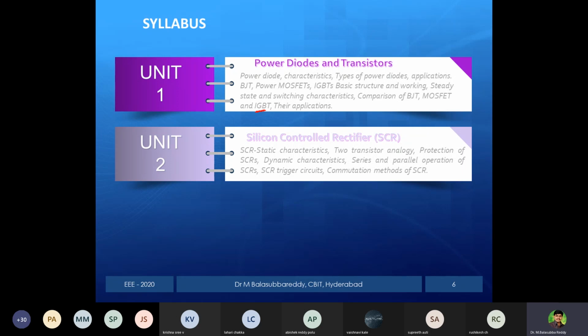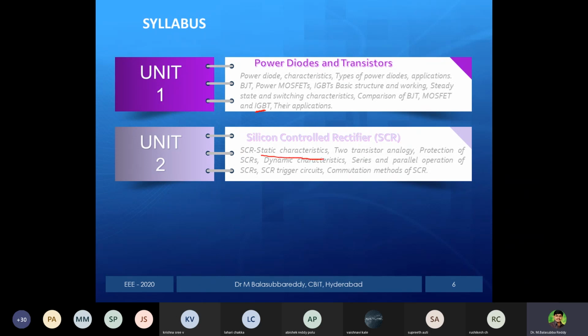SCR rating is more. That device can withstand current ratings of 3 kiloamperes of current also. So HVDC, high voltage DC transmission, and such applications use this type of device. In many cases SCR is the preferable device compared to other devices for high rating applications. That's why we introduced the complete SCR related material for this unit.